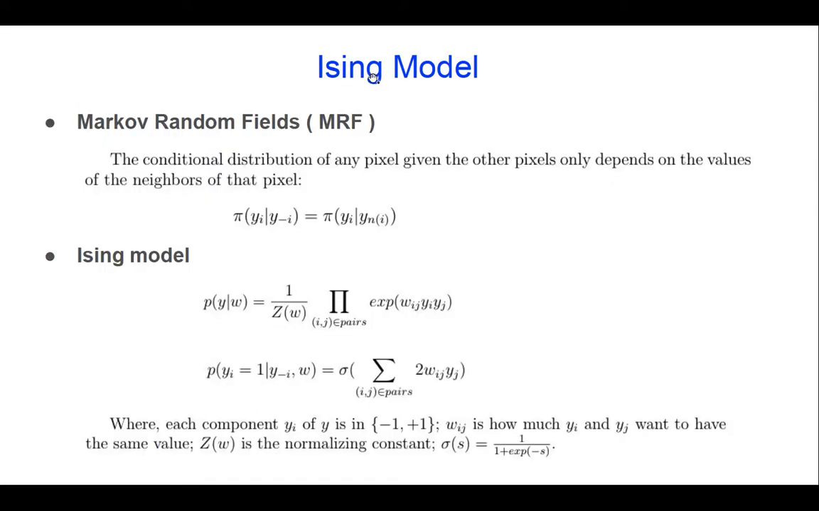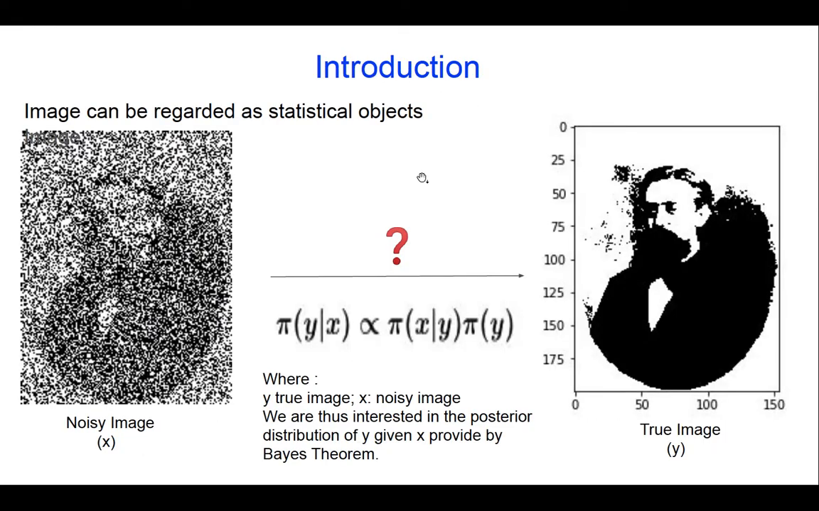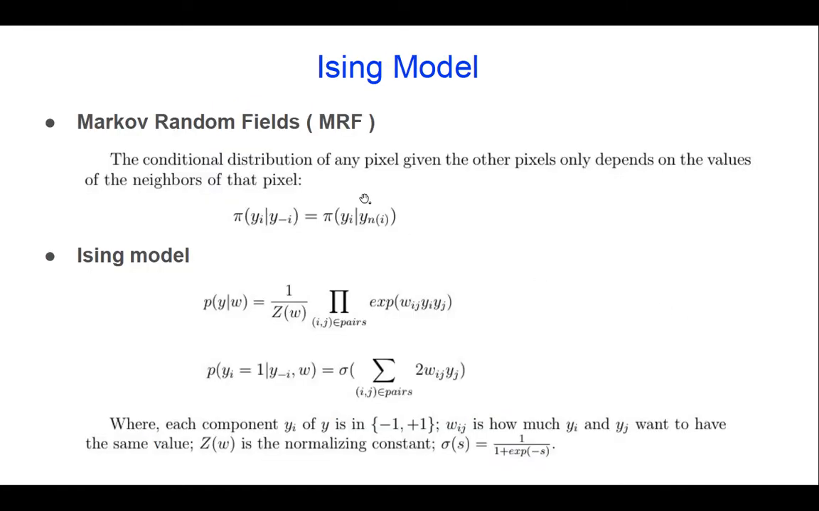So here's the thing. How can we specify the prior of the true image? The prior here we're using is called the Ising model.